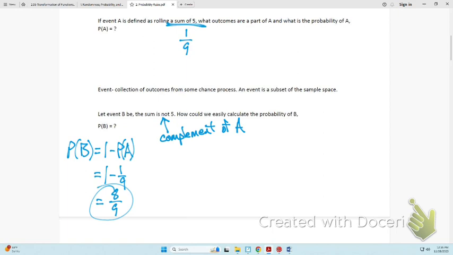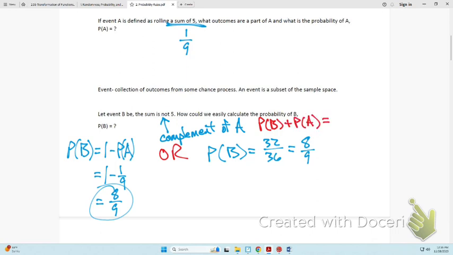I mean, if you want, you could count them all up, and you get 32, and then reduce, and you got it. That's a whole other way to solve this. But this complement idea, P of B plus P of A add up to 1. So it's a nice backwards way to solve something.